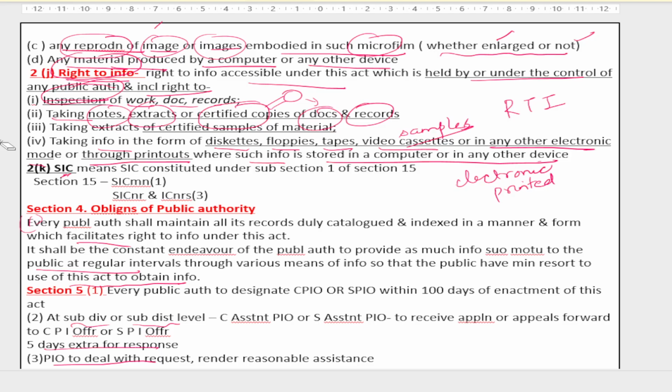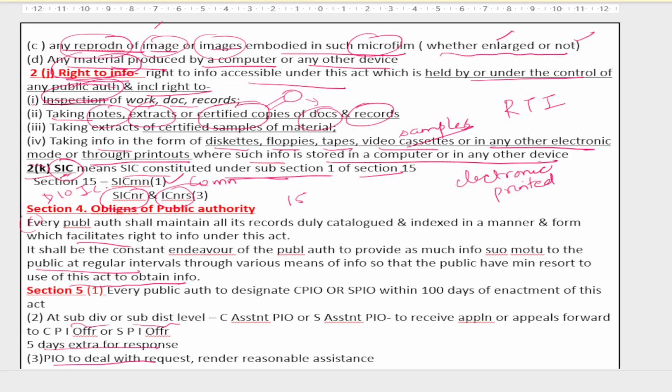Now we move to the next section, that is section 2 subclause K. Section 2 subclause K says State Information Commission means the State Information Commission constituted under subsection 1 of section 15. Now section 15 subclause 1 covers the State Information Commission, and subclause 3 of section 15 covers the Chief Information Commissioner and the Information Commissioners at the state level. And we know that there is going to be one Chief Information Commissioner and not more than 10 Information Commissioners.